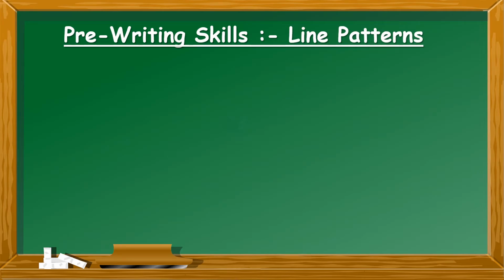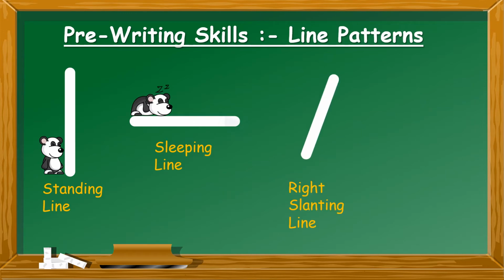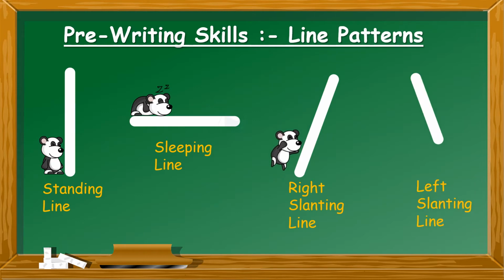First, let's start with the line patterns. First one is a standing line. Next is a sleeping line. This one is a right slanting line. The other one is a left slanting line.